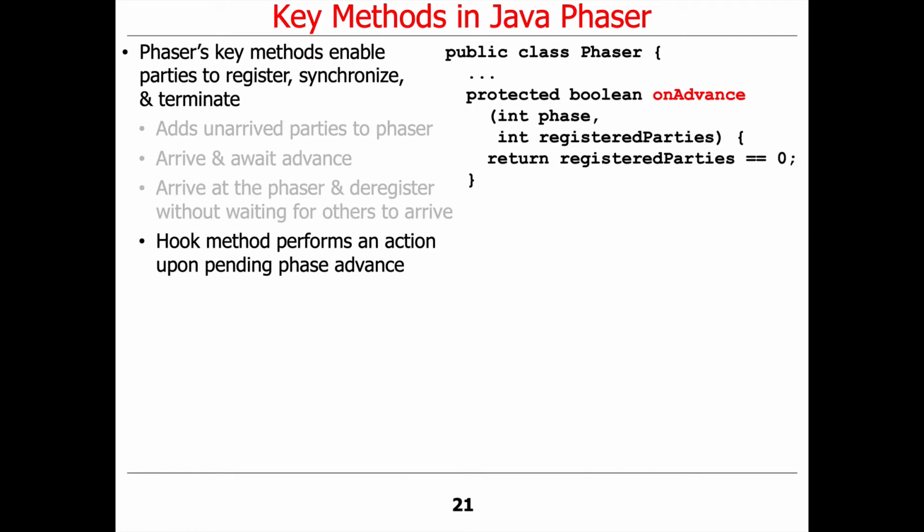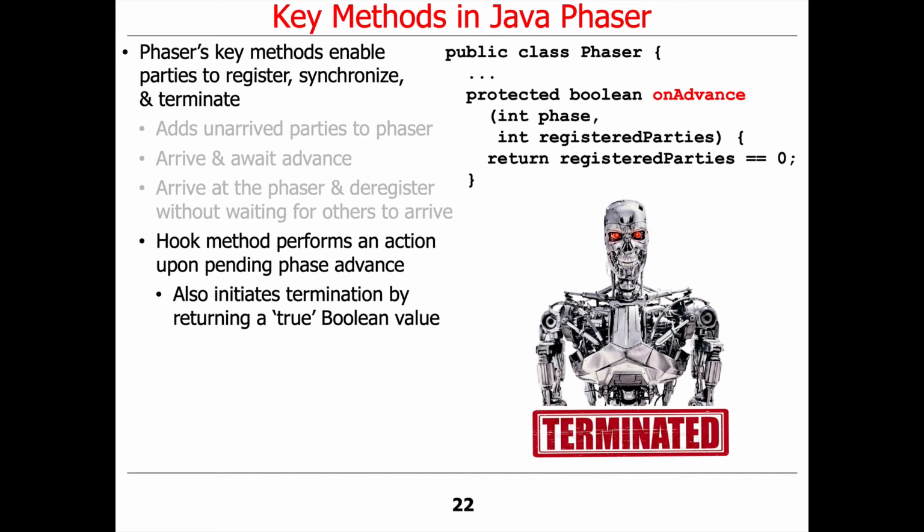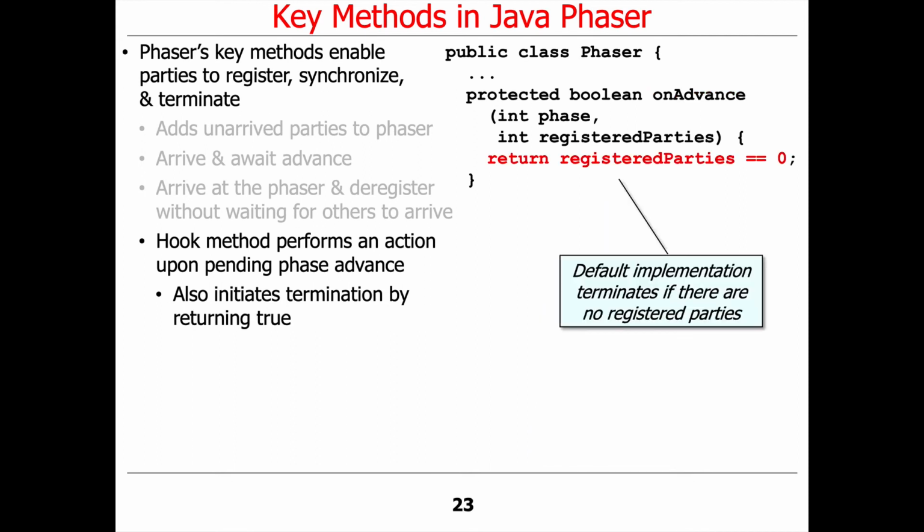There's also an interesting hook method called onAdvance, and this performs an action upon a pending phase advance, trying to decide whether or not we should go to the next phase. This hook method is somewhat similar to the barrier action on a Java cyclic barrier, although as we'll see, it has more opportunities to control the way in which the phaser actually behaves. You can also use onAdvance to initiate termination by returning a true Boolean value from this method. By default, the implementation of onAdvance will terminate the phaser if no registered parties are there.